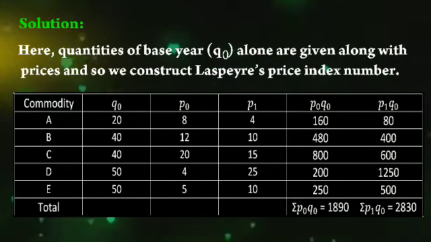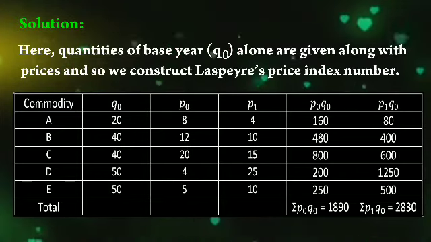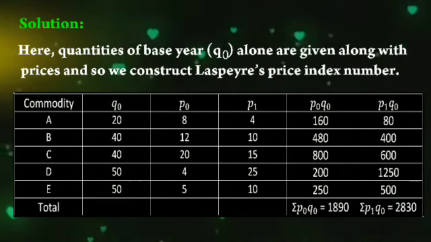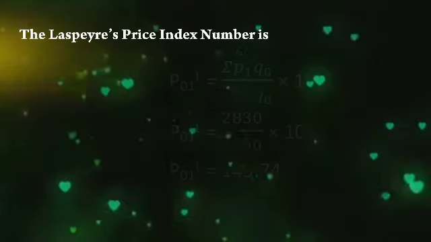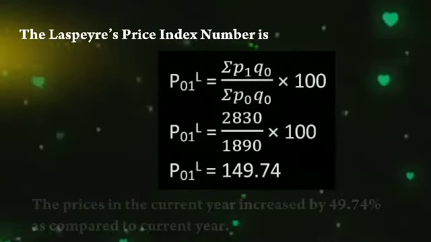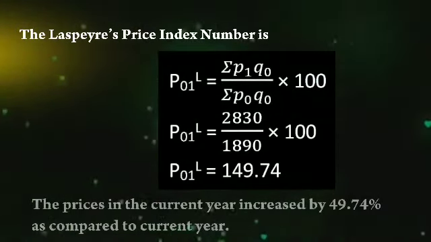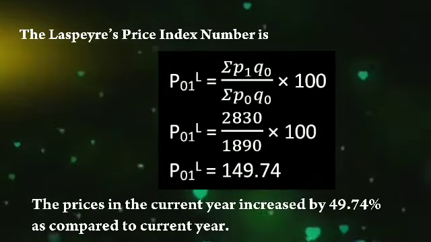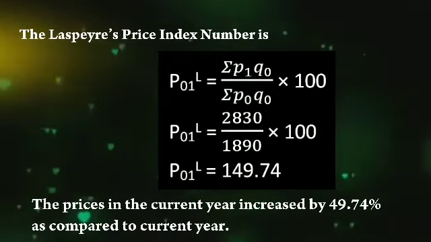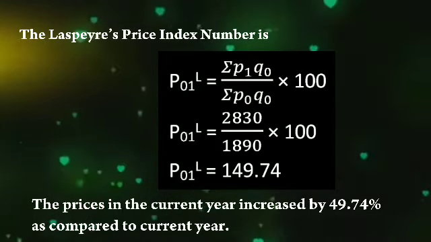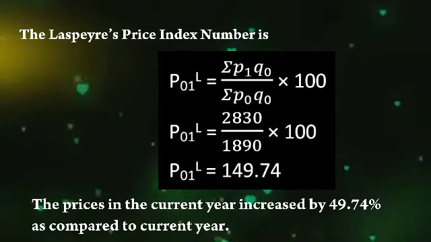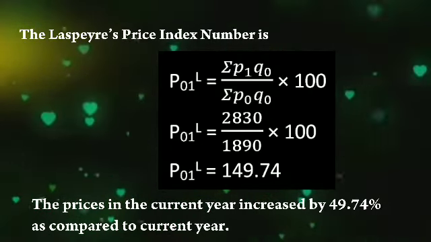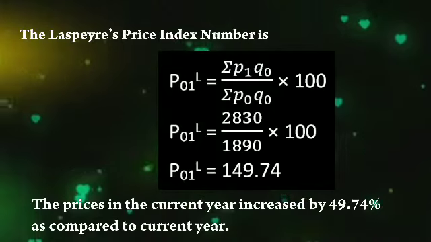So the Laspeyres price index number is P01 of L equal to sigma P1 Q naught divided by sigma P naught Q naught, which is multiplied by 100. Substitute in the formula, which is equal to 2830 divided by 1890, which is multiplied by 100. And the answer is 149.74. Conclude about the data. The prices in the current year increased by 49.74% as compared to base year.